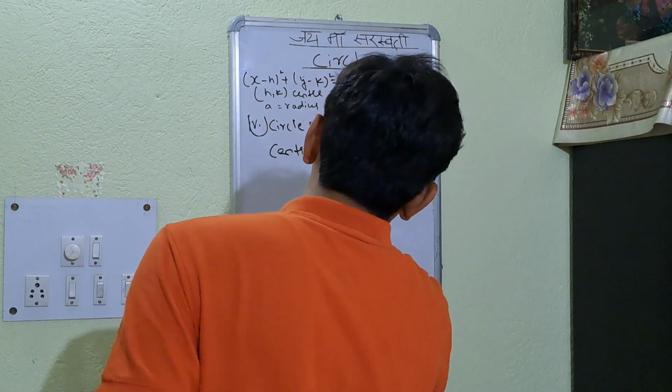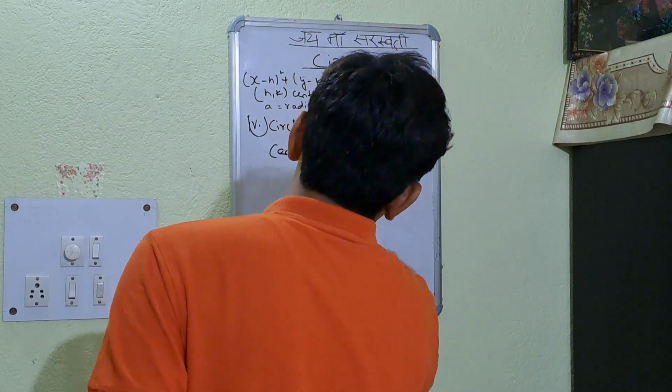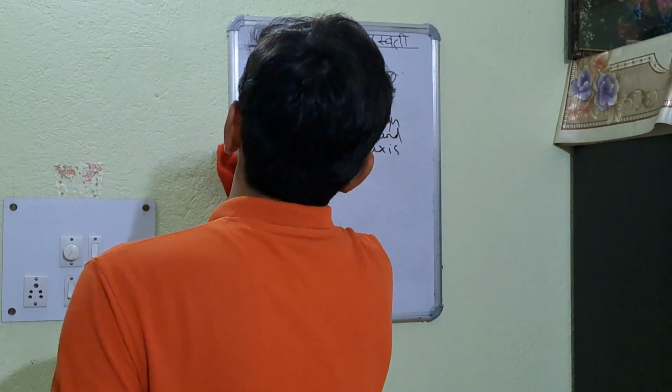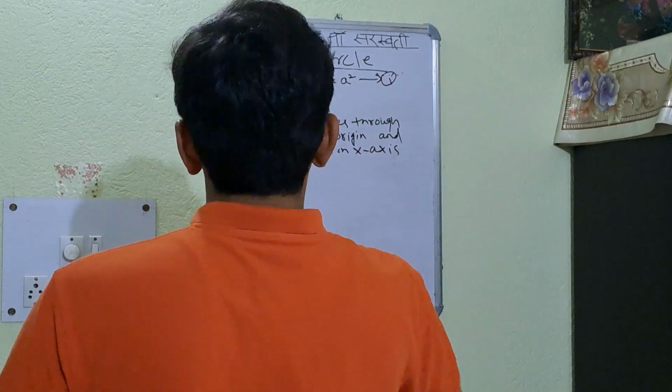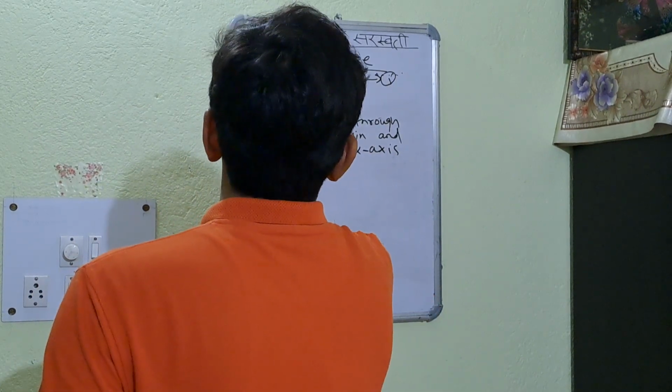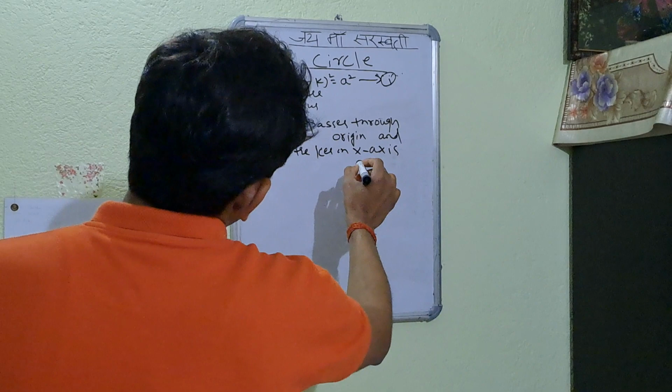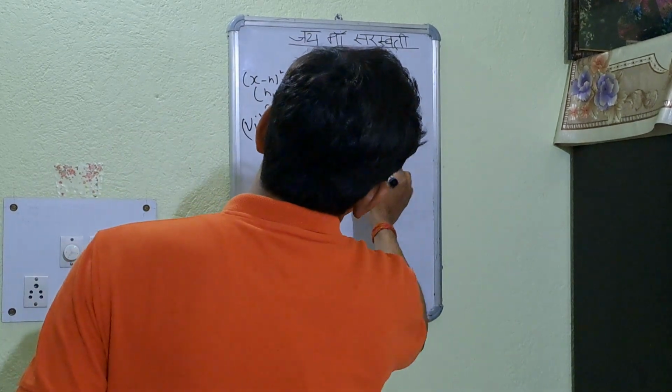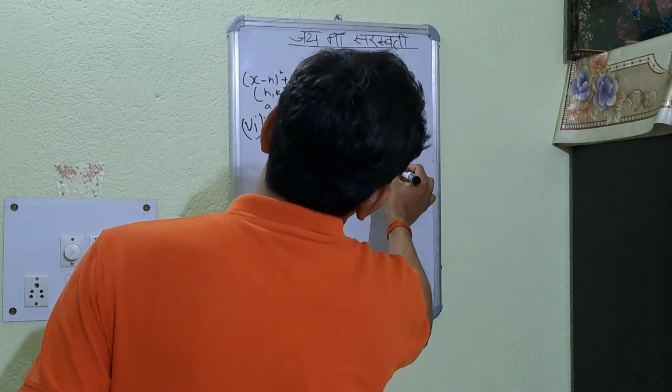As we had already discussed the five terms and conditions, now it is the sixth one. The sixth one is also an important concept. The circle passes through the origin and the center of the circle lies on the y-axis.